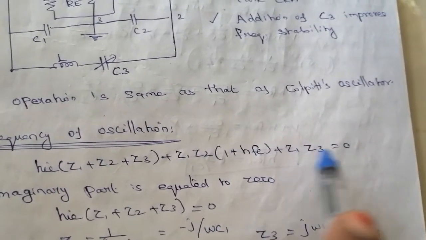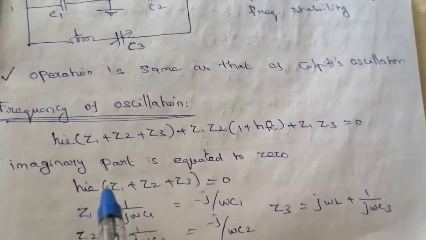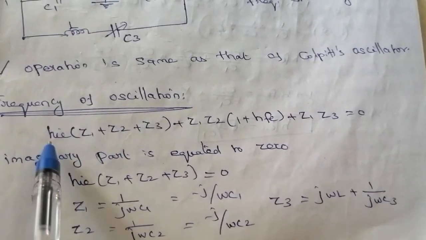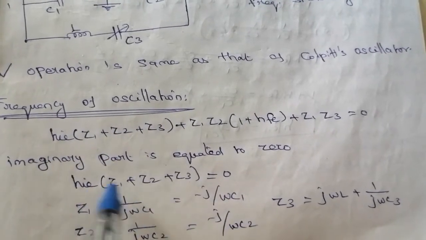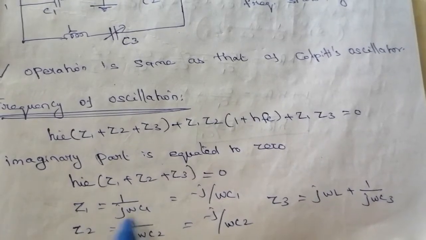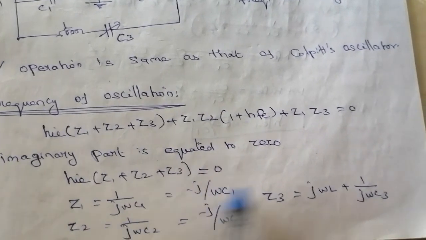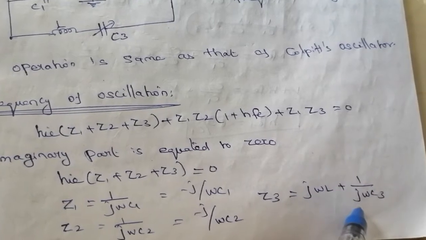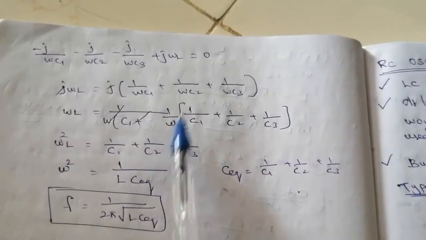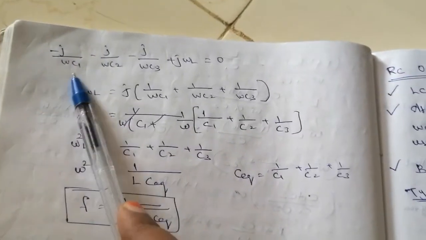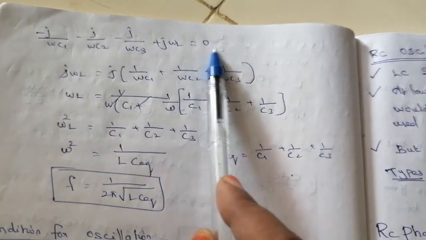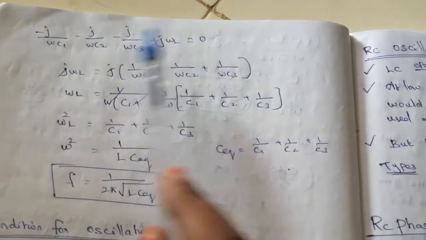We know the general equation of an LC oscillator. Here the imaginary part is equal to 0. So the imaginary part's maximum comes from this portion only. So hie, Z1 plus Z2 plus Z3 equals 0, where Z1 equals 1 by j omega C1, Z2 equals 1 by j omega C2, and Z3 is j omega L plus 1 by j omega C3, because here the inductance is connected in series with the capacitor. So minus j by omega C1 minus j by omega C2 minus j by omega C3 plus j omega L equals 0. That is, the imaginary part is equal to 0.